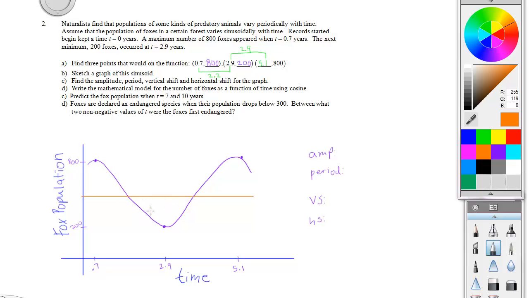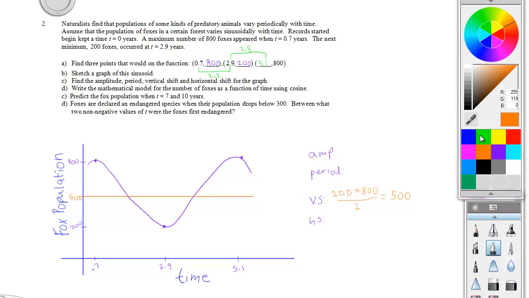I put in a little extra information here, and I drew in this center line that's halfway in between 200 and 800, which is the vertical shift line. So you just need to find the middle of 200 and 800. And this one's, the numbers are fairly friendly, so you can probably just count it to figure out, but you can also use the concept of average. The middle of 200 and 800, you add the numbers up and divide by 2, so that's 1,000 divided by 2, or 500. So the y value here of this line is 500.